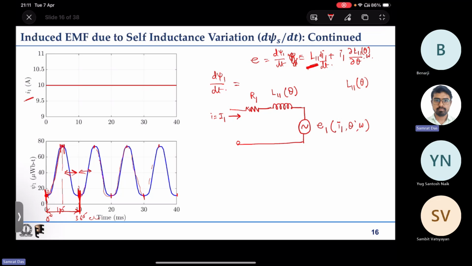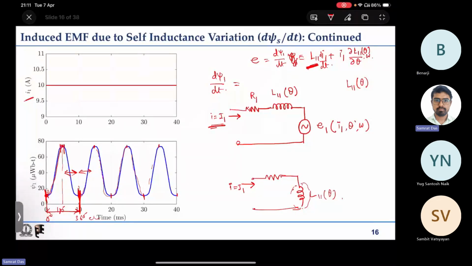Suppose I inject a current I equal to I1, a DC quantity. You have the resistance and the inductance, and the inductance L11 is a function of theta. Now I am injecting some constant current I equal to I1. Will this inductor have any voltage across it? No.